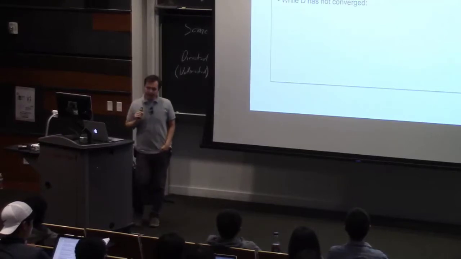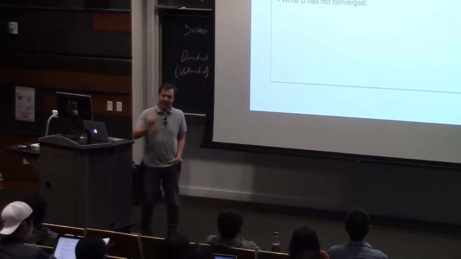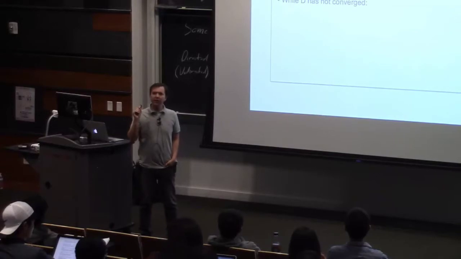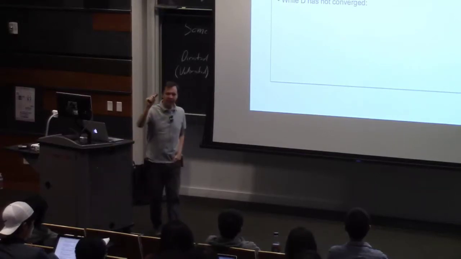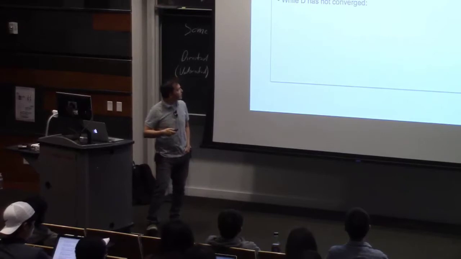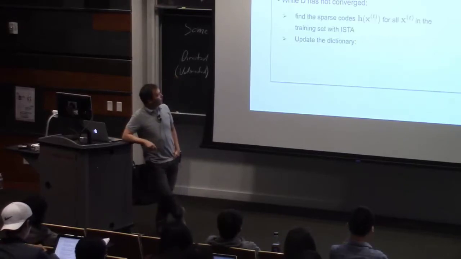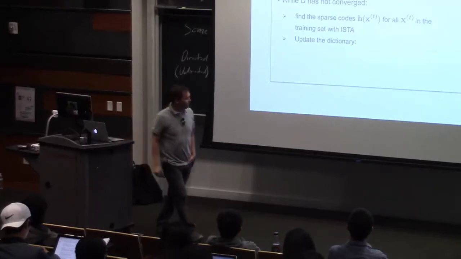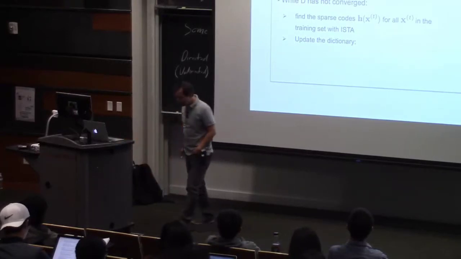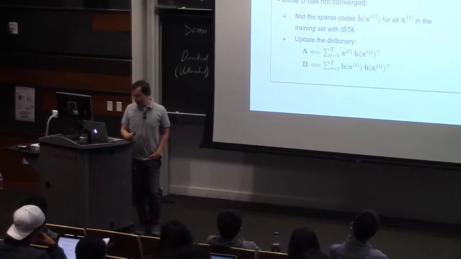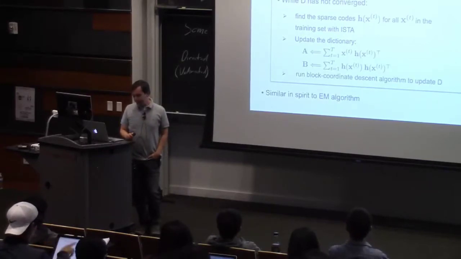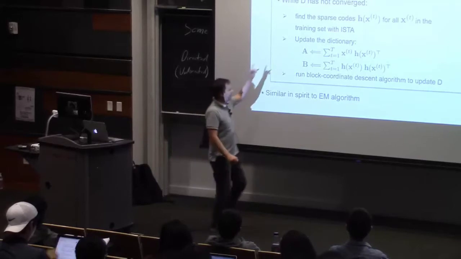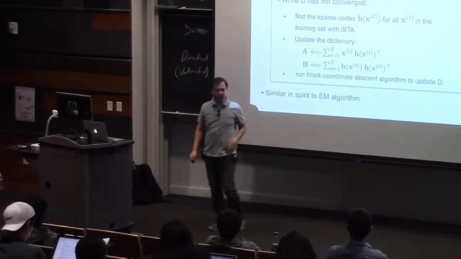Now you have two steps. You have an inference step, which is, given X, can you infer the states of the hidden variables? And you have a learning step. Given the states of the hidden variables, you're updating your dictionary matrix. So you're going to be finding the sparse codes for all your data in the training set using the ISTA algorithm, iterative shrinkage thresholding. And then you're going to be updating your dictionary, so you effectively run the block coordinate descent algorithm to update D.